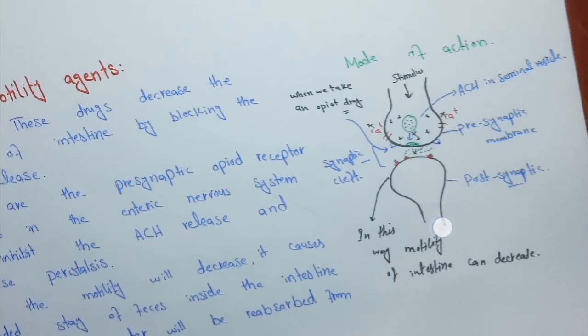It causes contraction of the muscles in the enteric system and causes the motility. And when we take an opioid drug like anti-motility agents, it blocks the calcium channels. Here it binds with the opioid receptors and it blocks the calcium channels, and when a stimulus comes, acetylcholine cannot be released in the synaptic cleft, so it cannot reach the postsynaptic membrane, which decreases the motility of the intestine. Water will be reabsorbed from the watery stools, which can cure diarrhea.